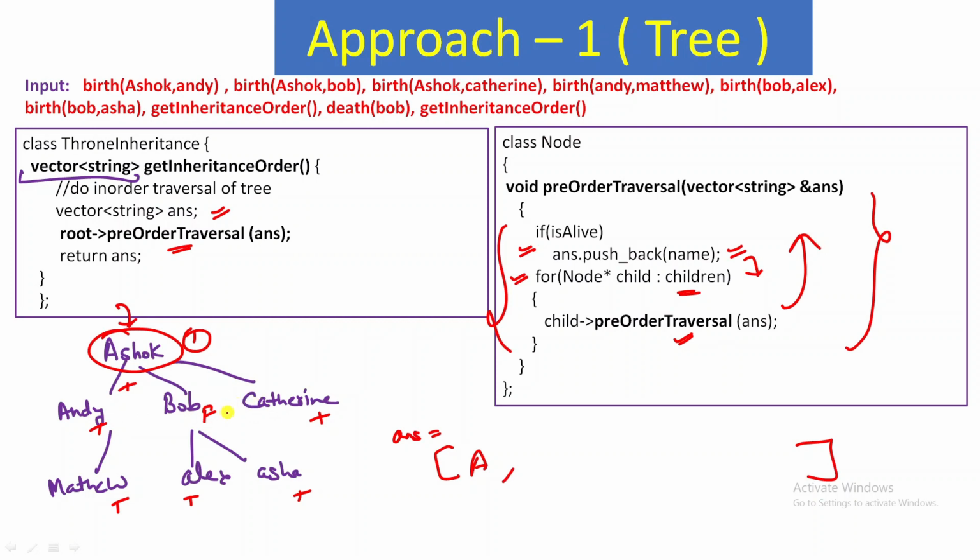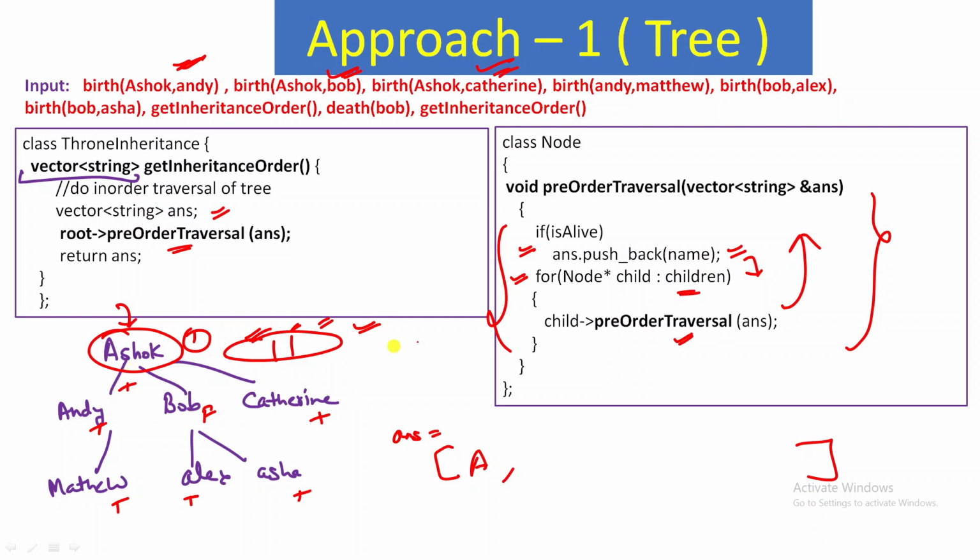So how am I keeping track of the age of the children also? In the vector, first Andy will come, then Bob, then Catherine, right? So this vector will maintain the way in which I have inserted the children. In this way I will be able to maintain who is the eldest person, then who is the next person, then who is the next. So age order is maintained in this way.